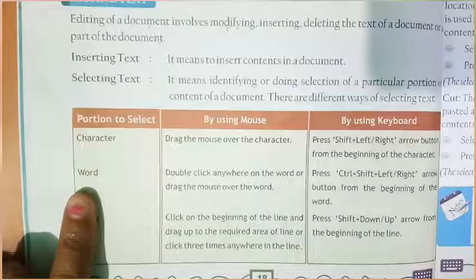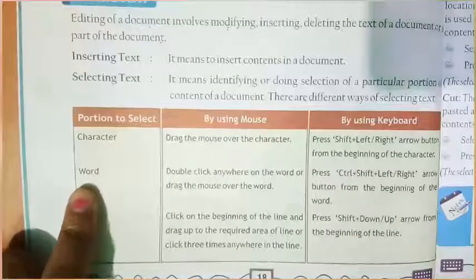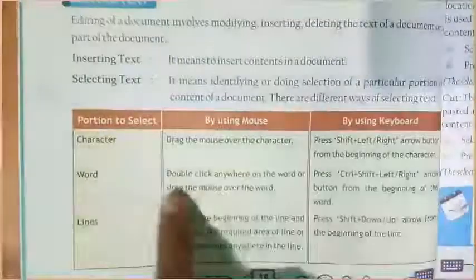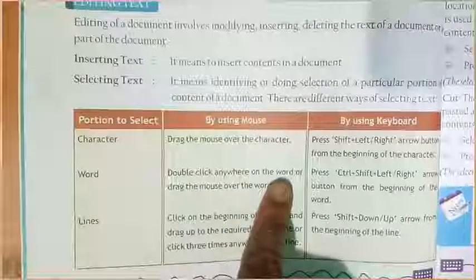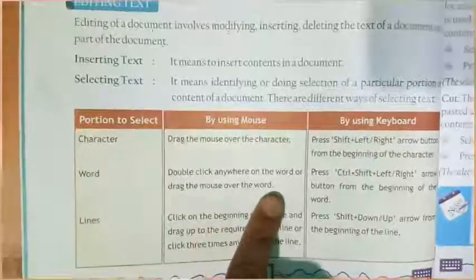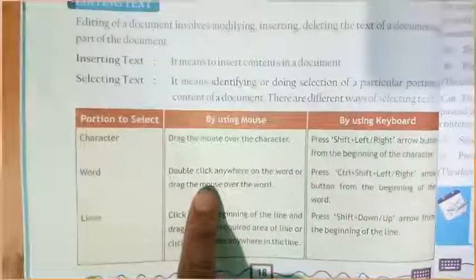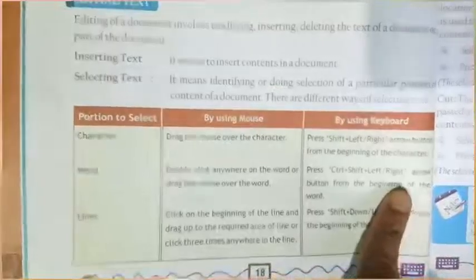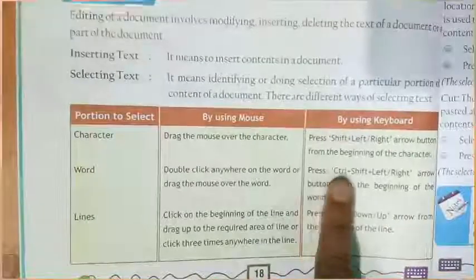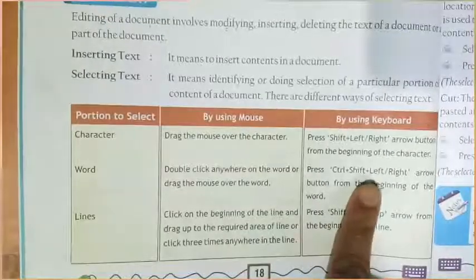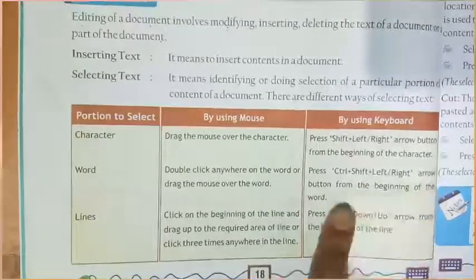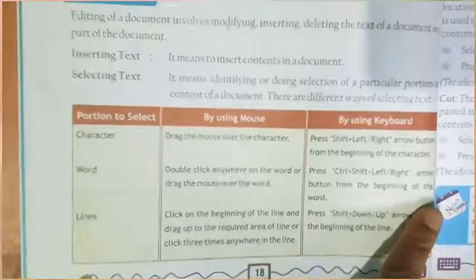Number 2, if we want to select a word, double click anywhere on the word or drag the mouse over the word. We should double click on the word or we should drag the mouse over the word. Or with the help of keyboard, we can press CTRL plus shift plus left or right arrow button from the beginning of the word.